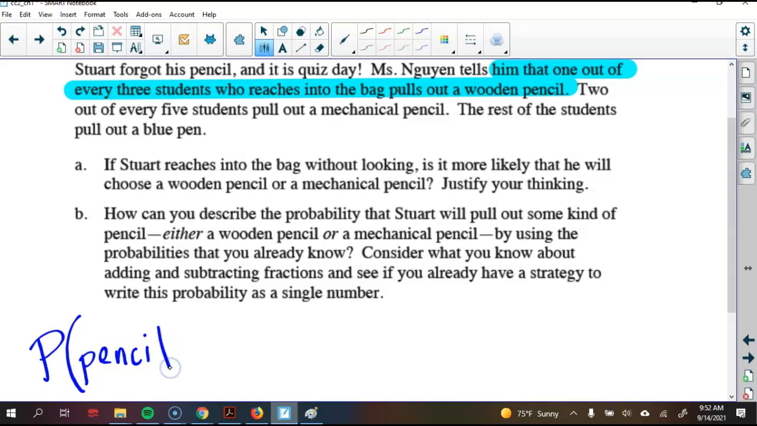Wood, right? She said wood. Wood pencil is 1 out of 3, right? She said 1 out of 3, or we can say 1/3. Any questions on why I wrote down the probability of a pencil is 1 out of 3? Keep reading, see what else is important.